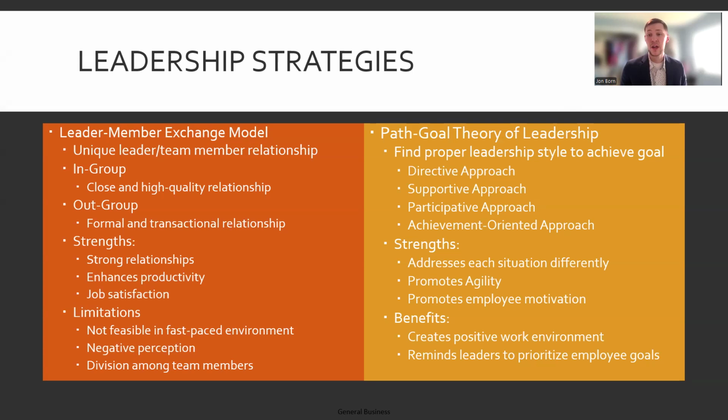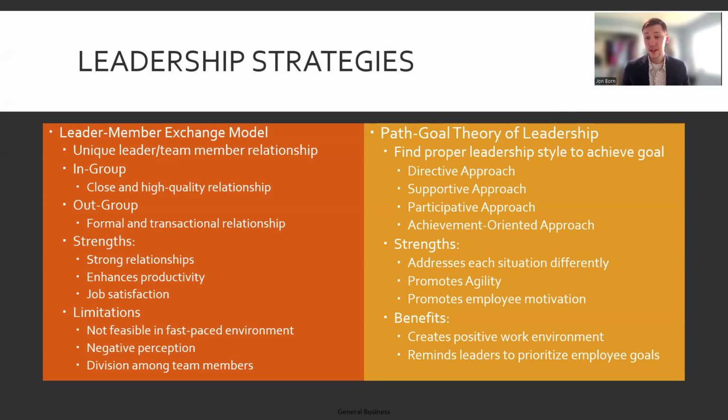The path goal theory of leadership tells us that there are four different approaches that a leader can take, and one of them is going to be the correct approach for the specific goal or process or achievement that they're looking to have. The four approaches are the directive, supportive, participative, and achievement-oriented approaches.